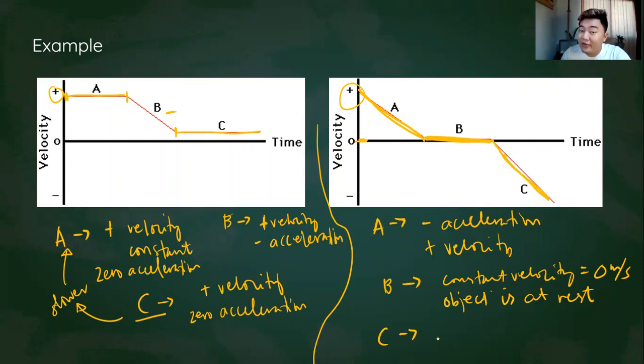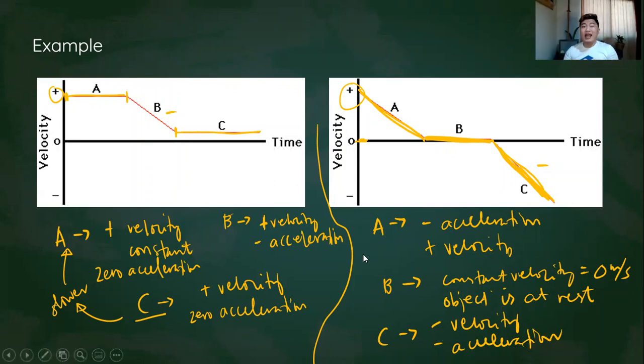The graph is now below the x-axis, therefore your velocity is negative. Now, how about the acceleration? Is it positive or negative? Again, you look at the slope. The slope here is negative because it goes down. Therefore, your acceleration is also negative. So that's how we interpret these lines in a velocity-time graph.